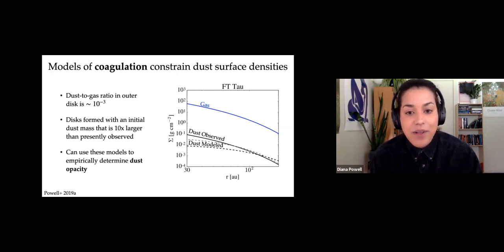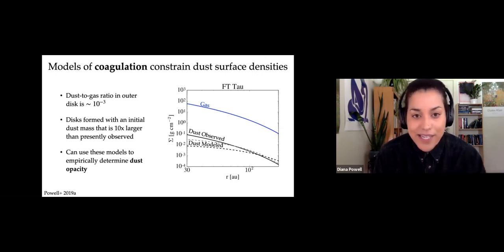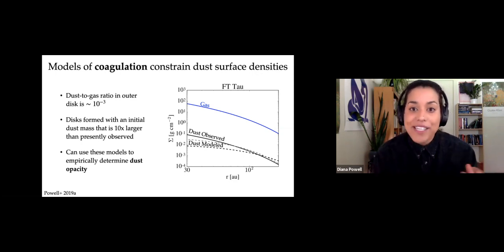And so for the disks in our sample, we derived depleted dust to gas ratios of around 10^-3 in the outer disk, which is a common outcome of models of grain growth and drift. And so in these models, where did the dust go? It went into the inner disk, but you can also imagine it being incorporated into planets. And it is worth noting that in these models, the disks formed with an initial dust mass that is a factor of 10 greater than is presently observed.